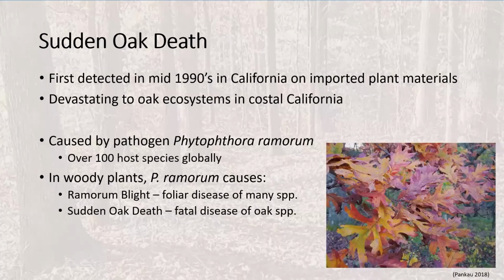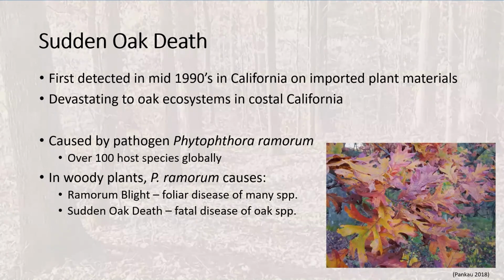wilt. Next one I'd like to discuss is sudden oak death. And we actually had a scare here recently in Illinois that this pathogen could have come here. It was first detected in the 1990s in California. And if you've looked at any of the information from California about this, it is doom and gloom. Stands of coastal oaks have just been wiped out across California by this pathogen. It's caused by the fungal pathogen P. ramorum.